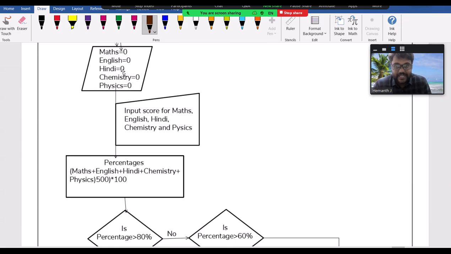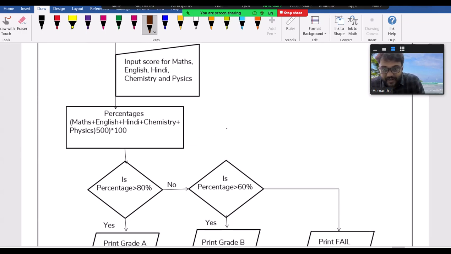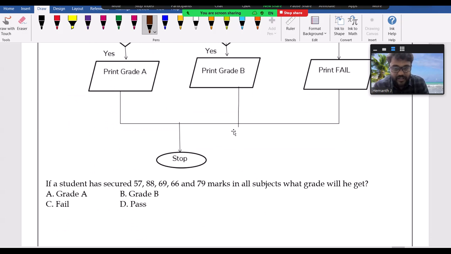Here, maths, English, Hindi, chemistry, physics, you have to enter those marks. Then this is divided by 500. So all those subjects are added, divided by 500, into 100 will be the percentage. What is the percentage? They have given all the marks in the question. You add and divide.